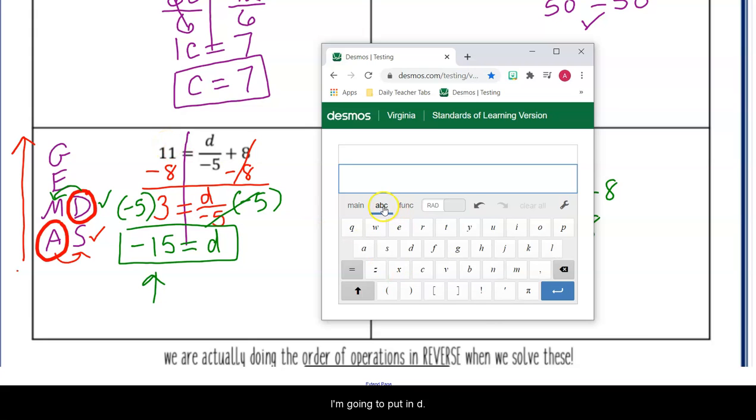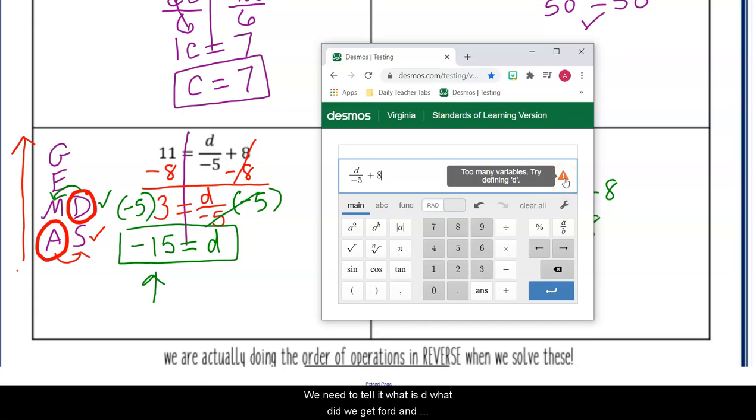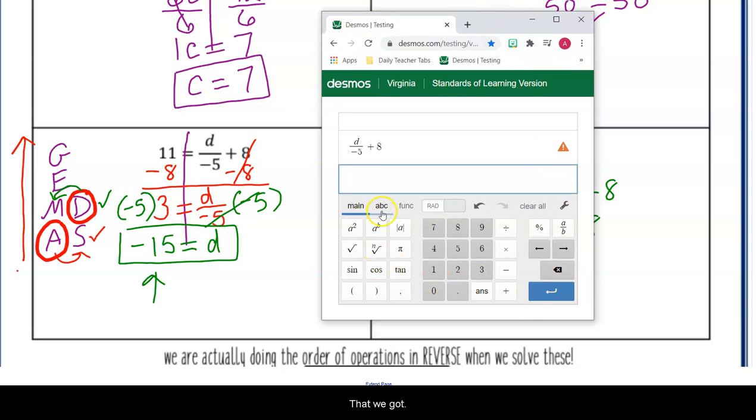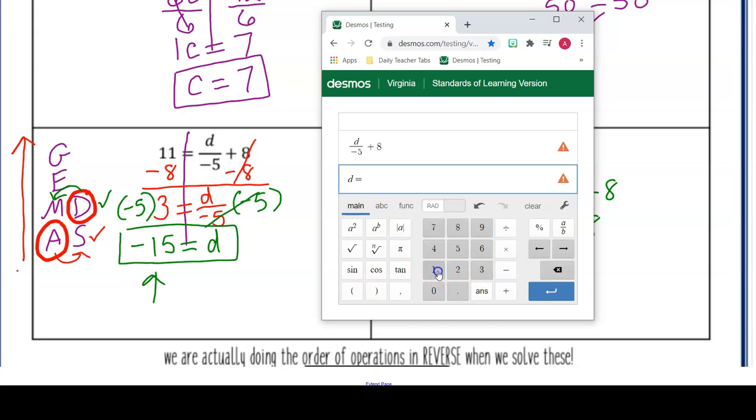So I'm going to put in d divided by, I'm going to use the subtraction key because it's minus 5 or negative 5. D divided by negative 5 plus 8. Okay, now notice it doesn't tell us anything. We need to tell it what is d. What did we get for d? And we're going to put d in and see if it's correct. So I'm going to go to the next line and I'm going to tell Desmos that we got d equals 15.